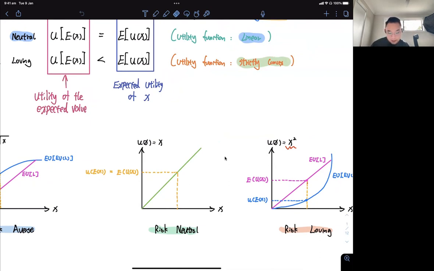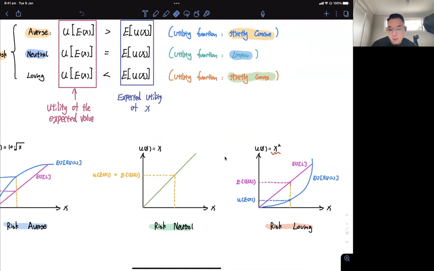Next, we have risk loving. For example, we can have this function as U(X) = X squared. As you can see here, the blue line, which is the utility of the expected value of L, is a convex function, an outward sloping convex function. And our expected utility is a straight line again. So at a given level of X, the expected utility of X will be bigger than the utility of the expected value of X. In this case, we call this person risk loving.